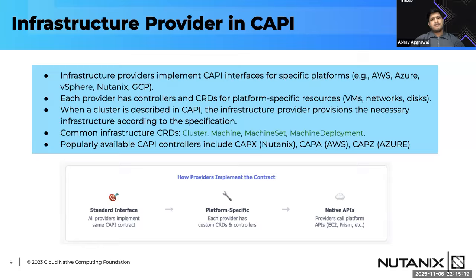Example, moving your cluster from AWS to Nutanix. Change the cluster reference from AWS cluster to Nutanix cluster. The topology and the management workflow all stay the same. Let me paint a picture here.